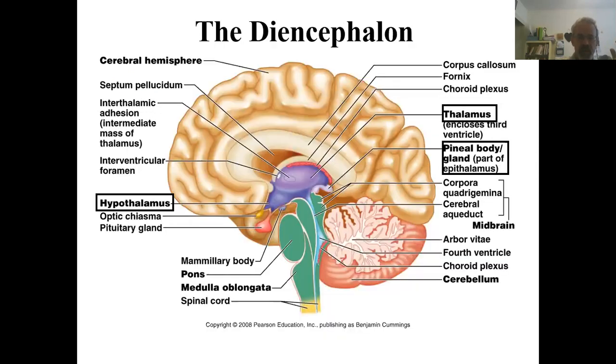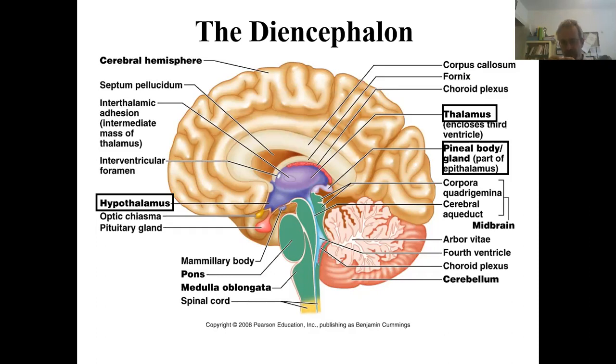Let me back up for a second, sorry about that. So what do we know about functions? The pineal gland's main function is the production of melatonin for regulating our circadian rhythms, our sleep-wake cycles. That's the role of the pineal gland.